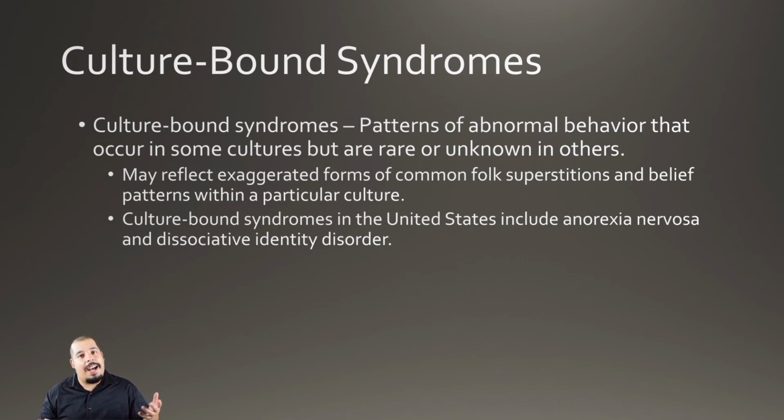For America, there are two prominent culture-bound syndromes: anorexia nervosa and dissociative identity disorder. Anorexia is becoming more widespread, but still only prominently seen in the US. Dissociative identity disorder, or DID, formerly known as multiple personality disorder, is also rarely seen outside of the US. We will discuss DID in a future chapter. There are many other culture-bound syndromes that you and I are not aware of. There are some more listed in your textbook on pages 104 and 105.